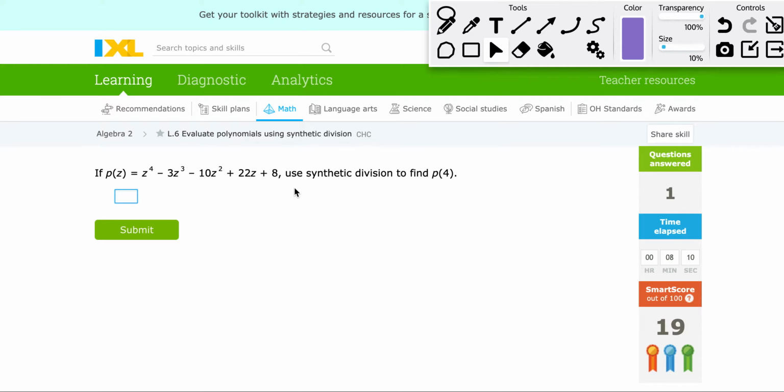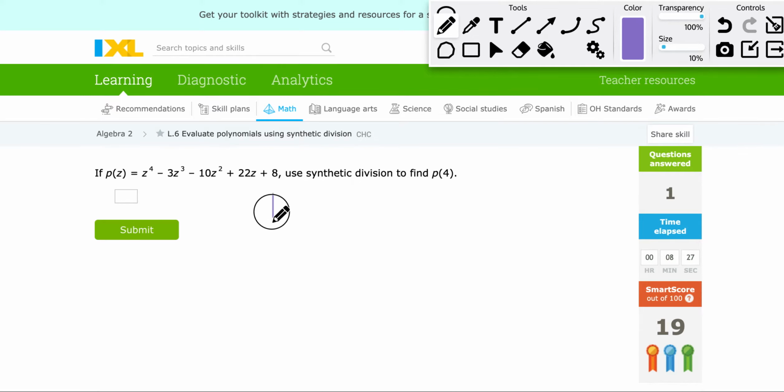So let's show one more, and then after that I'm guessing that we're going to be pretty good as long as we're okay with synthetic division. And remember, if you're not for any reason, we do have a video explaining how to divide polynomials too, so we could go back and watch that if necessary.